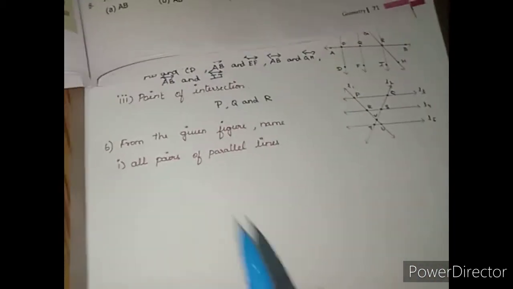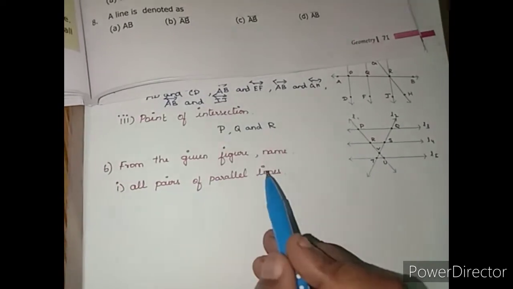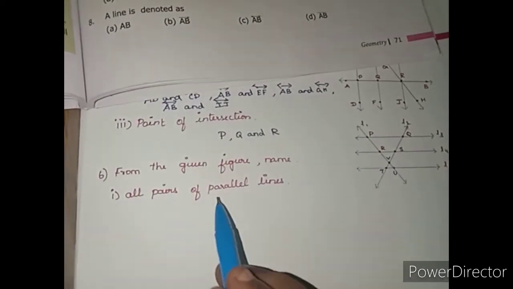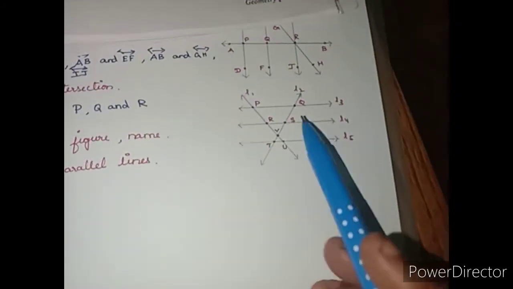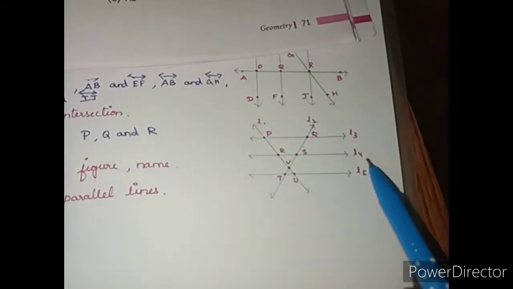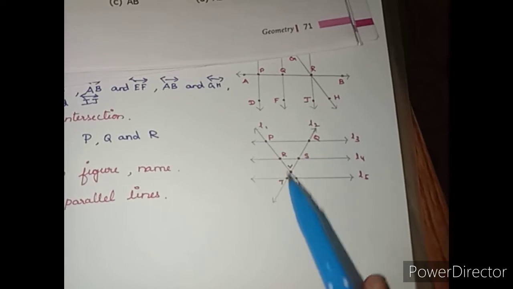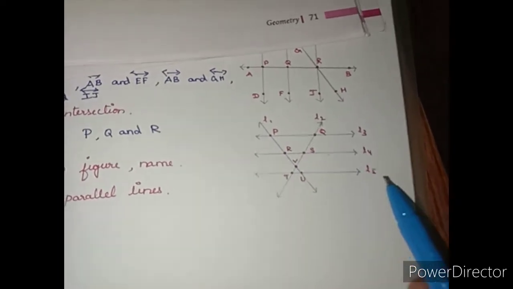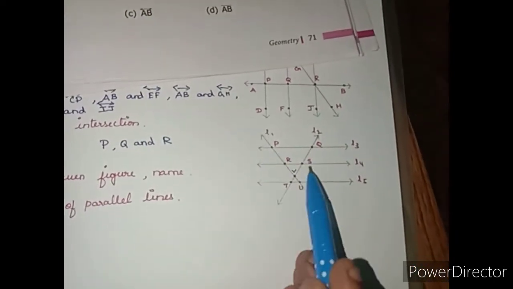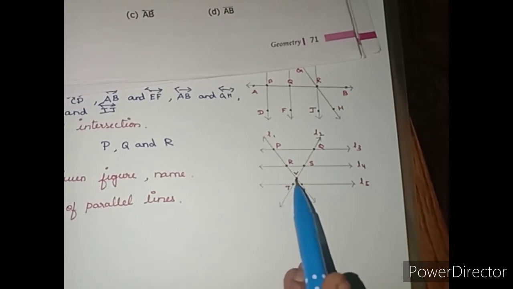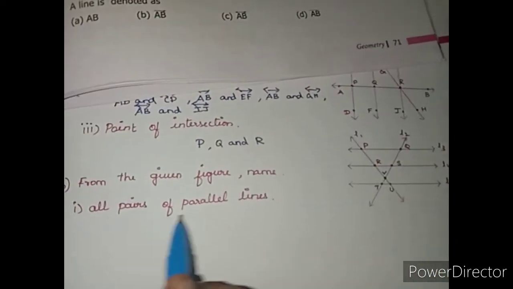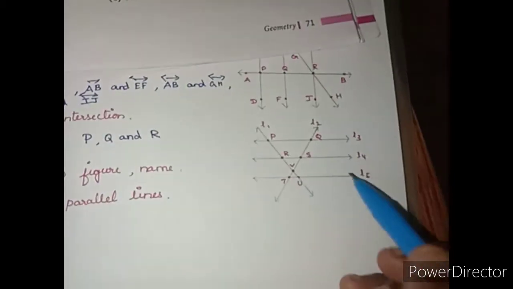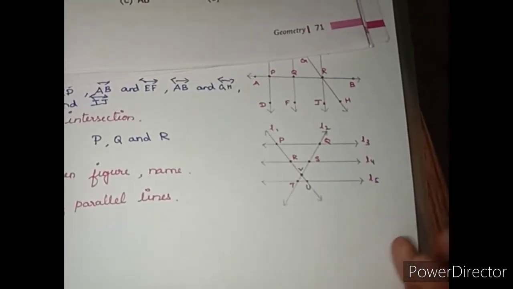See the next question. From the given figure, name all the pairs of parallel lines. So this is the given figure. So we have 5 lines together. So 1, 2, 3, 4 and 5. And we have the intersection points P, Q, R, S, T, U and V. Now we'll go with all the pairs of parallel lines. So now you can find it, right? So which is the parallel line?